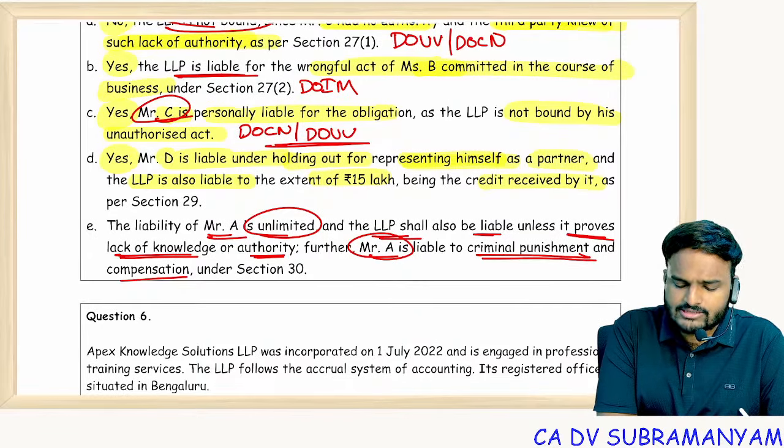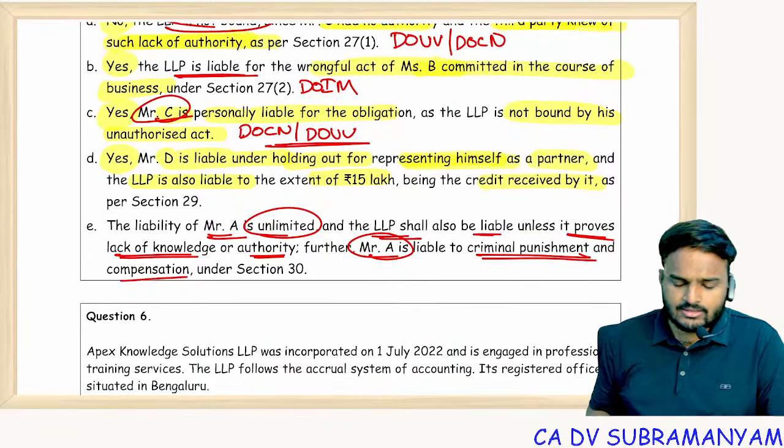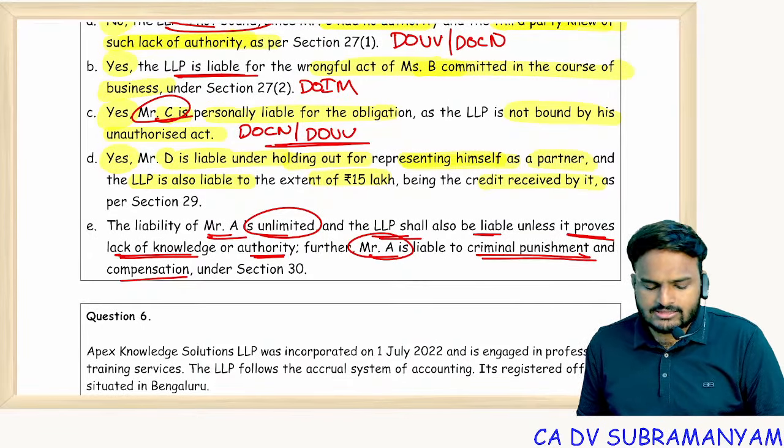Imprisonment up to 5 years we have seen, right? So for that criminal punishment also Mr. A is liable.